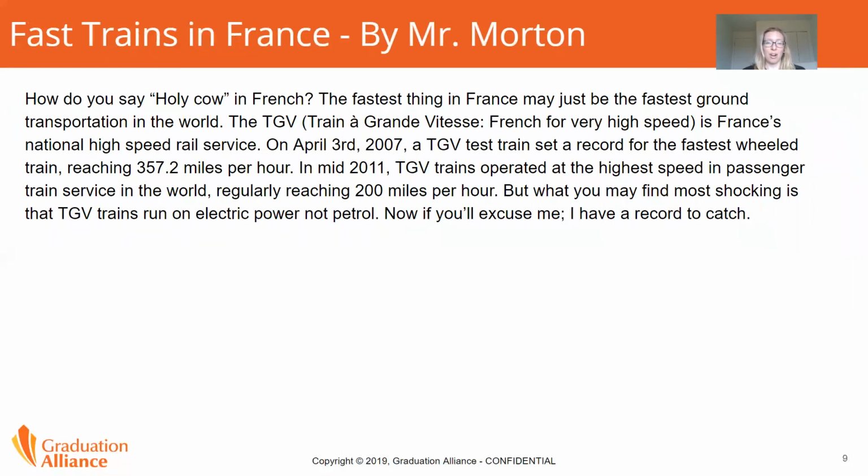How do you say holy cow in French? The fastest thing in France may just be the fastest ground transportation in the world. The TGV, train à grande vitesse, French for very high speed, is France's national high-speed rail service. On April 3rd, 2007, a TGV test train set a record for the fastest wheeled train, reaching 357.2 miles per hour. In mid-2011, TGV trains operate at the highest speed in passenger train service in the world, regularly reaching 200 miles per hour. But what you may find most shocking is that TGV trains run on electric power, not petrol. Petrol just means gas. Now, if you excuse me, I have a record to catch.